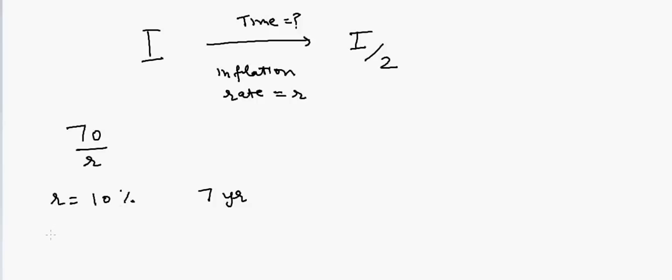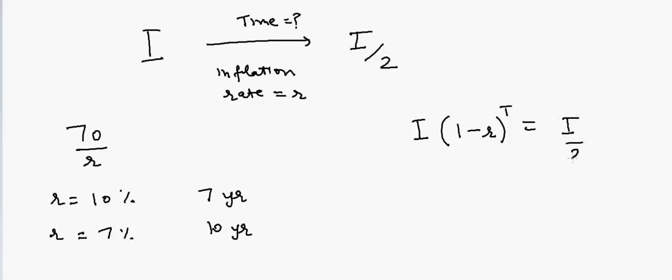And if the inflation rate is 7%, then it will take you 10 years for your money to have half of its value. So how was this trick generated? Let's try to solve the same problem with a general approach. We have an investment I, and we have inflation, so we say 1 minus R, and the inflation is for time period T, so it's compounded every year, and that should be equal to I divided by 2, right?